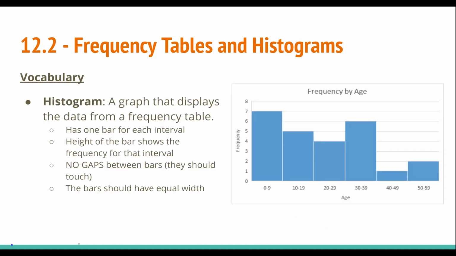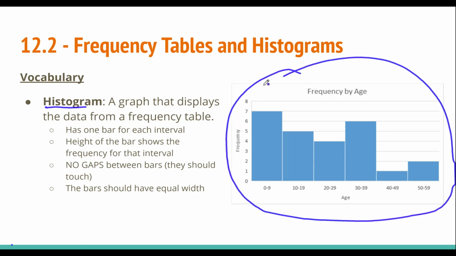Our next slide deals with the histogram. This over here is our histogram. It's a graph that displays the data from a frequency table. So if we were to look at a frequency table and a histogram side by side, we would hopefully see that they show the same things.